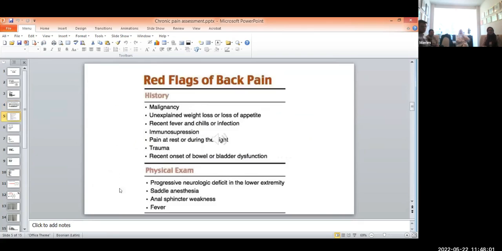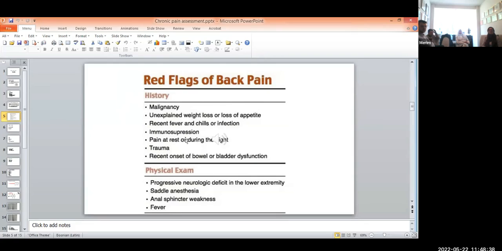Okay, red flags. You can put this posture in your clinic. You can give it to your patients in the history and in the examination. In the history, any history of malignancy before, because there might be recurrence of secondaries, unexplained weight loss, loss of appetite, recent fever or chills or infection. We're looking for TB or meningitis, immunosuppression, because that will make them more vulnerable for infection or cancer maybe. Pain at rest or during night.